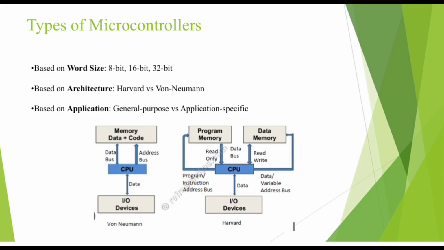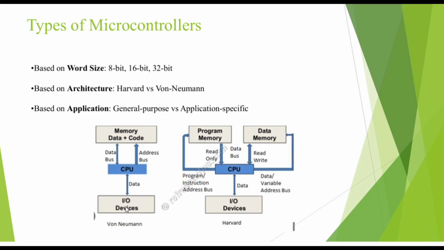Then the microcontroller architecture is based on Harvard and von Neumann. So I mention it here. Now if you see, it's about the microcontroller architecture. Usually a microcontroller follows two primary architectures: one is von Neumann, another is Harvard architecture. Let's see how both are different from each other. Let's see in detail.